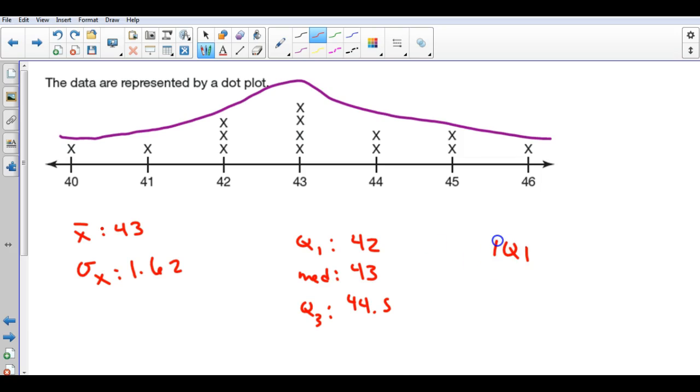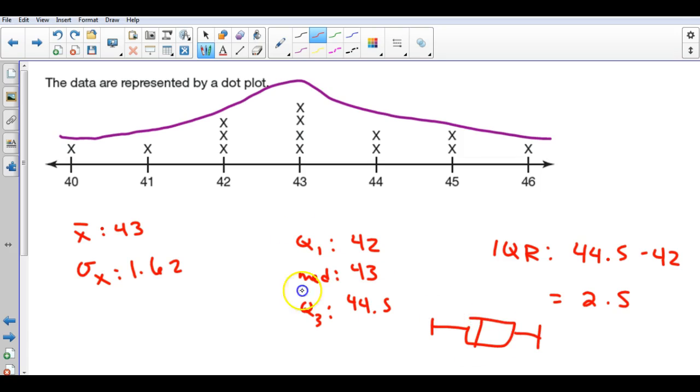If I calculate IQR, you would take Q3 minus Q1. So 44.5 minus 42 is going to mean that I have an interquartile range of 2.5. So again, the IQR is associated with the median, which we would summarize using a box and whisker plot, which means that your median, the 43, would be somewhere in the middle. And again, you have 2.5 units separating your quartile 1 from quartile 3.